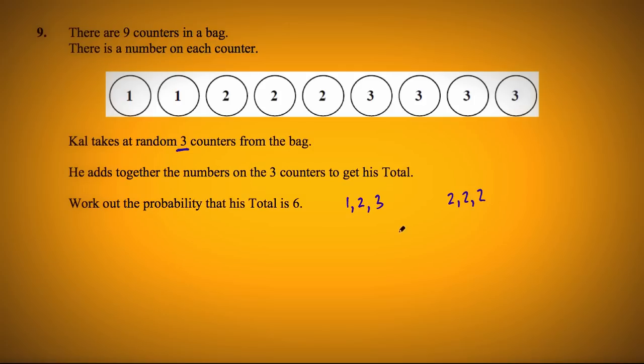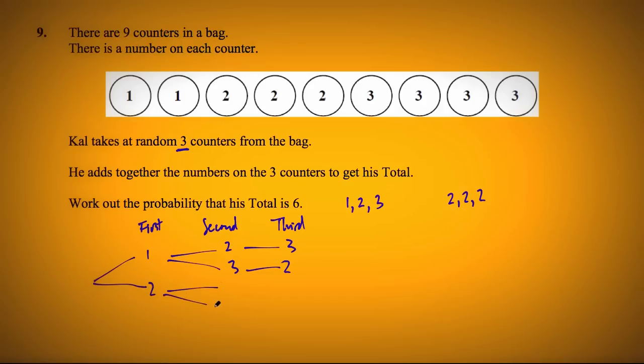So if I think about the tree diagram, first outcome, second and third, if he gets a 1 first of all, that will have to be followed either by a 2 then a 3, or a 3 then a 2 to get to 6. And we're going to have similar probabilities in all of these. 2 must be followed by a 1 then a 3, or a 3 then a 1. And a 3 would have to be followed by a 1 then a 2, or a 2 then a 1.